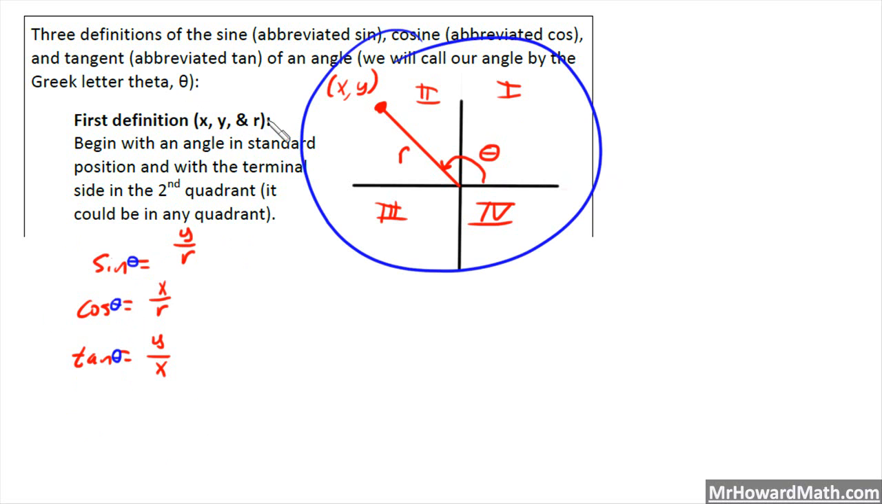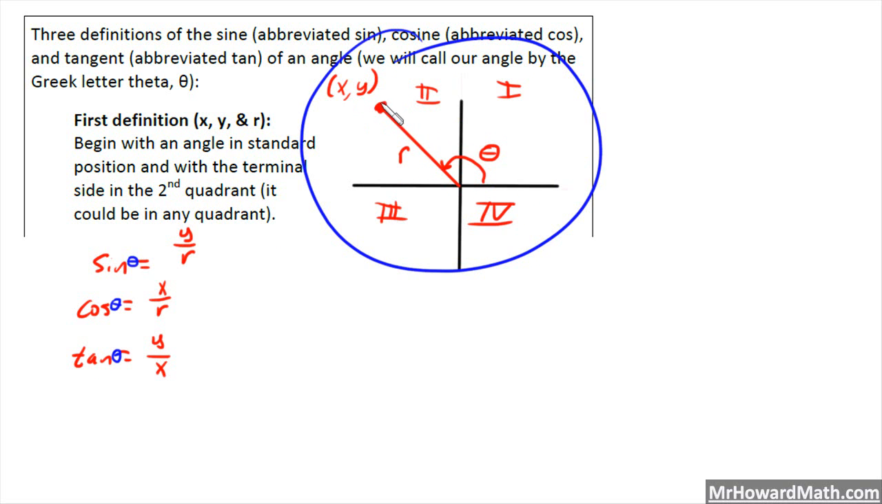So, first definition using x, y, and r. Begin with an angle in standard position and with the terminal side in the second quadrant. So the terminal side is here. It's in the second quadrant. I've labeled the quadrants for you here. So 1, 2, 3, and 4, they go counterclockwise starting in the upper right as 1, and it goes counterclockwise from there. 1, 2, 3, 4.